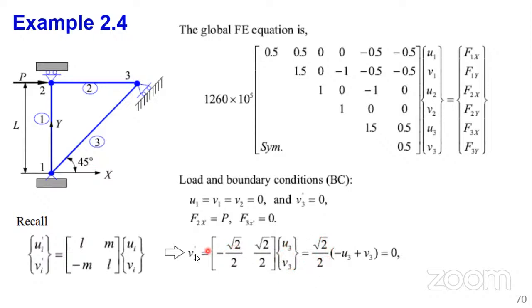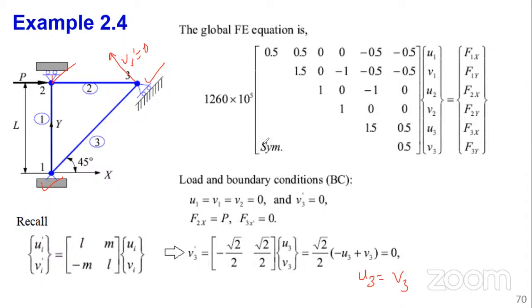You can simplify this. And we are saying this V3 prime is equal to 0, so we equate this to 0. If we try to solve this, you are going to get U3 is equal to V3. And this is what we call a multi-point constraint. There are many points, this one, this one, this one. Constraint, many points. Then U3 equals V3.